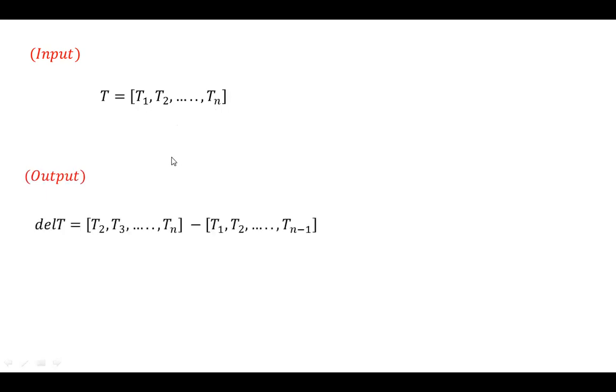So the input to your program will be a vector T, which contains the temperature values for a number of days. So we have temperature T1, T2, and so on till Tn. So we have the number of days here is n, which is also the number of elements in vector T. The output from your program will be a vector delta T. So delta T is the variation in temperature values on a day-to-day basis.